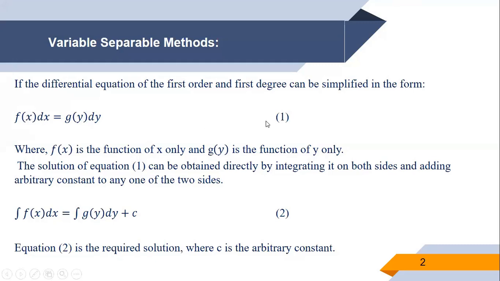The solution of equation 1 can be obtained directly by integrating it on both sides and adding an arbitrary constant to any one of the two sides. That means we integrate both sides, so integration f of x dx is equal to integration g of y dy plus c. So equation 2 is the required solution, where c is the arbitrary constant. So this is the simplest method.